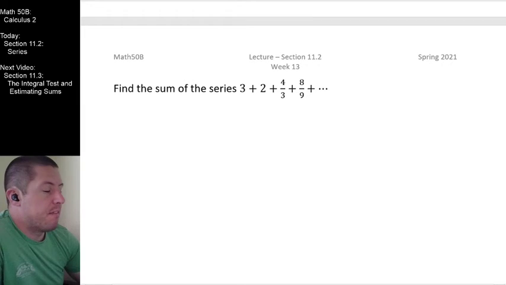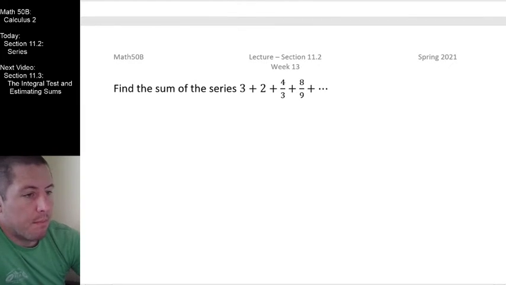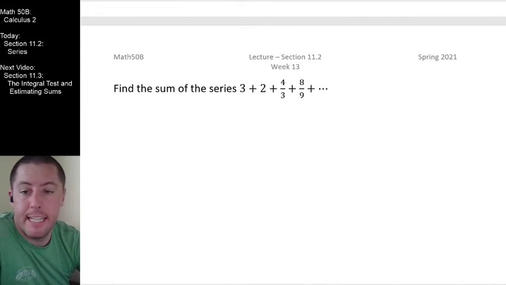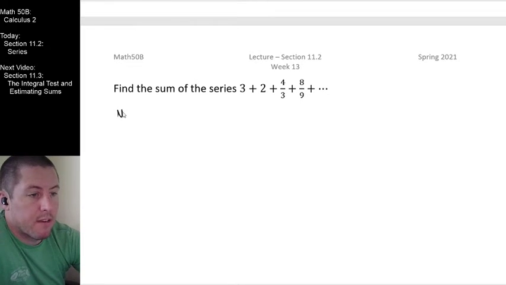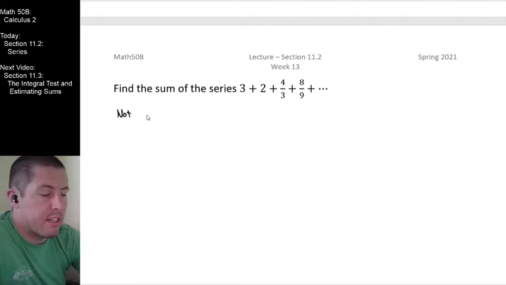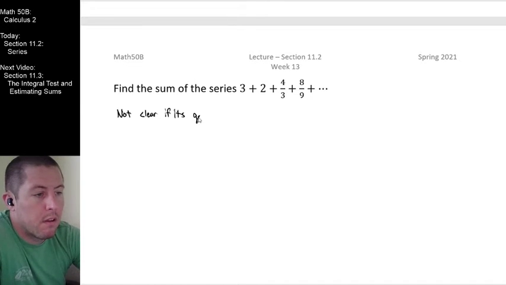Let's find the sum of this series right here. And so it's not even clear that this is geometric, right? And if it's not, then we can't do it anyway, right? Geometric series are the only ones that we have a formula for. Geometric. Let's look for a common ratio.